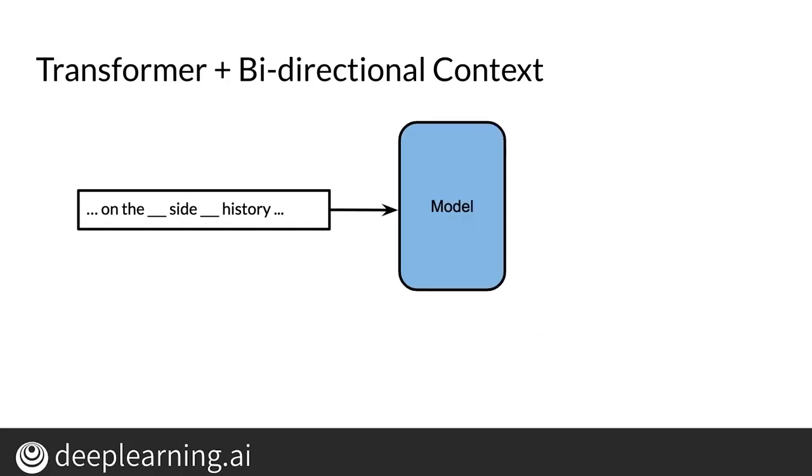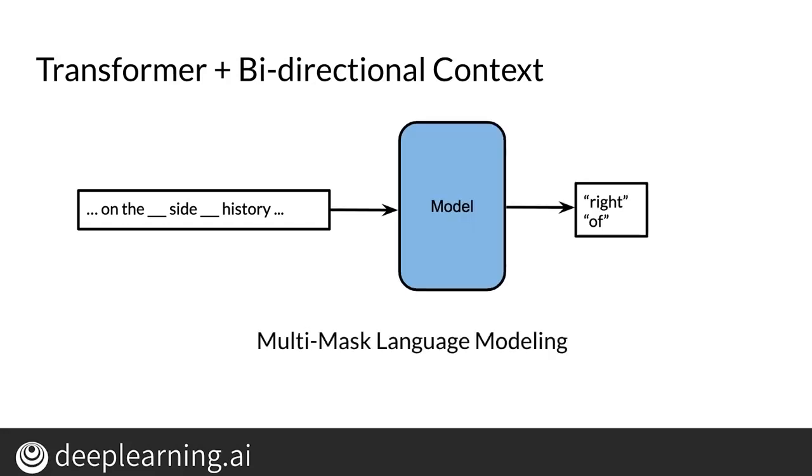So you feed this into your model, and then you get right and of. Because of this, you're able to look at the sentence from the beginning and from the end and make use of the context to predict the corresponding words.